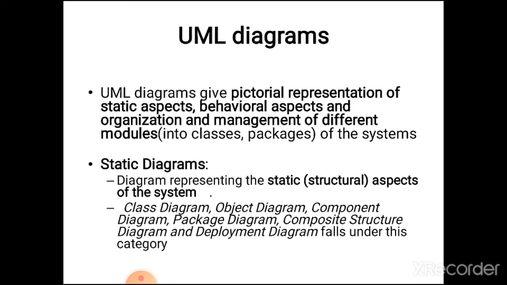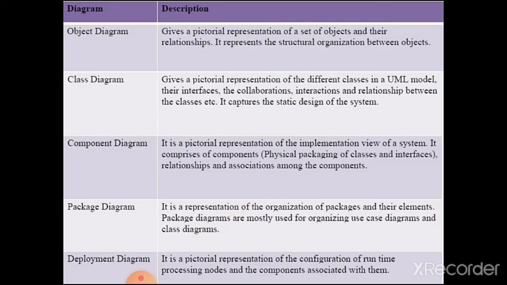Then the last one is the UML diagram. It gives the pictorial representation of static aspects, behavioral aspects, and organization and management of different modules. Modules means classes and packages of the system. Then static diagrams represent the static or structural aspect of the system. Examples of static diagrams are class diagram, object diagram, component diagram, package diagram, composite structure diagram, and deployment diagram.